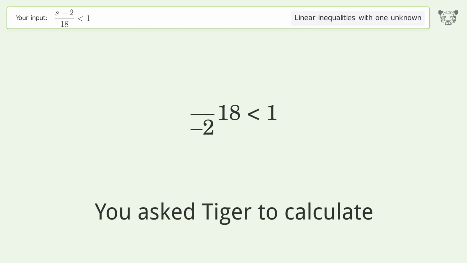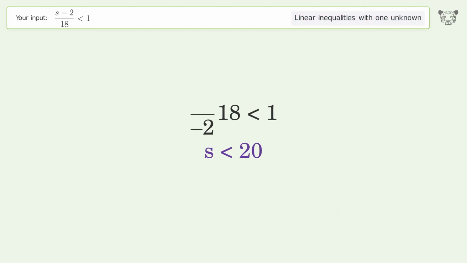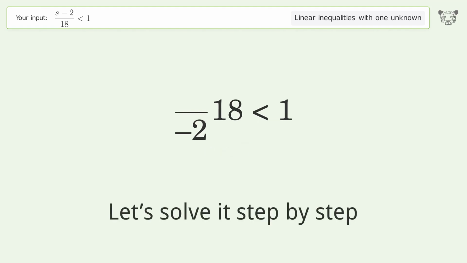You ask Tiger to calculate. This deals with linear inequalities with one unknown. The final result is s smaller than 20. Let's solve it step by step.